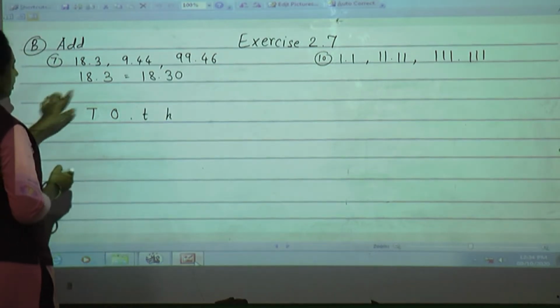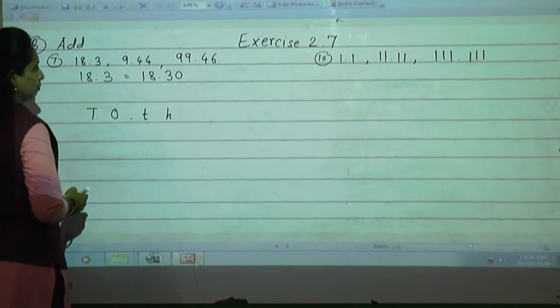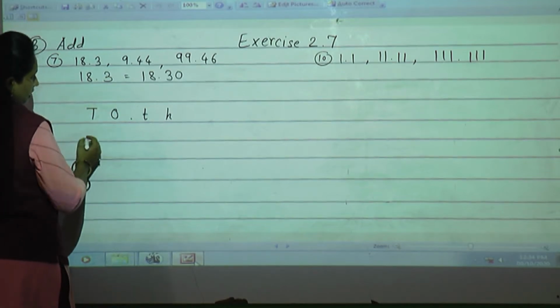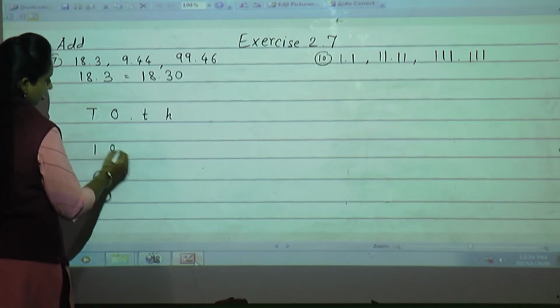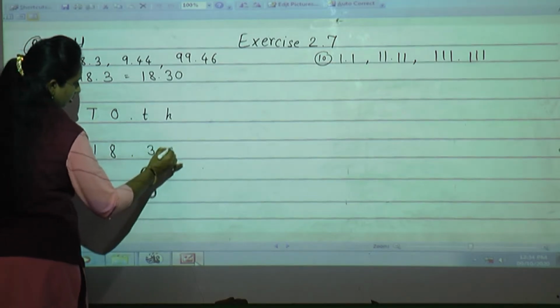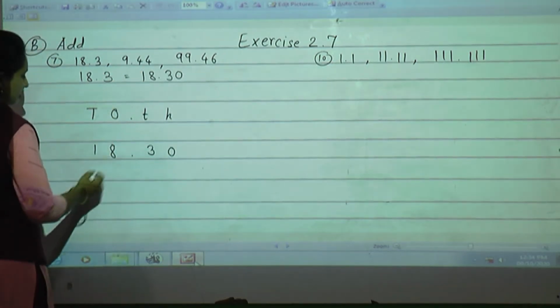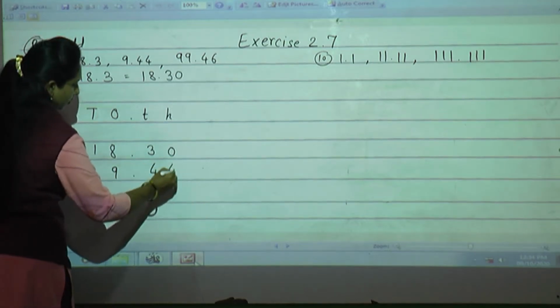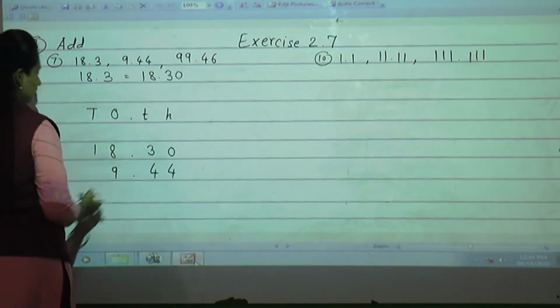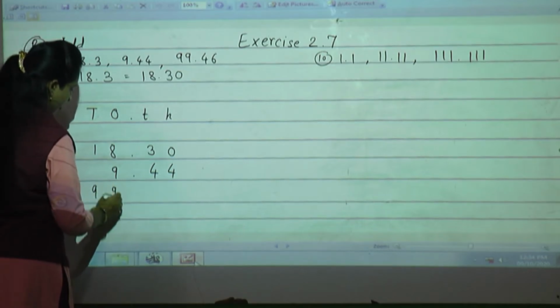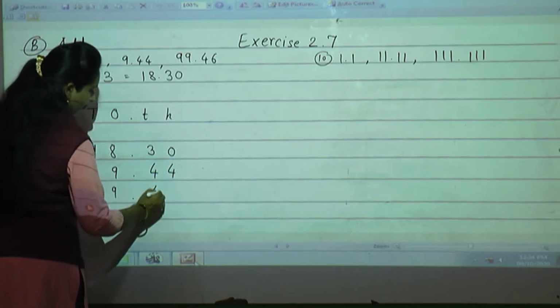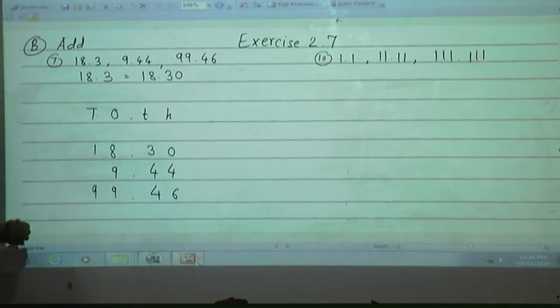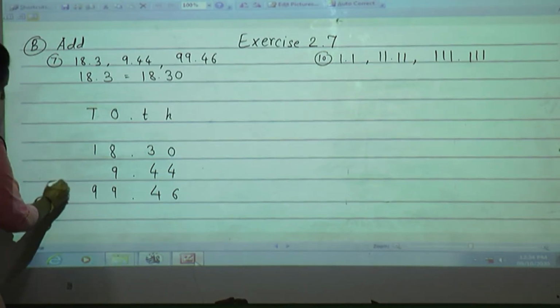So mention here ones, tens, then the decimal point, then tenths and hundredths. So first 18.3 means 18.30, isn't it? So write here 18.30. The next is 9.44, and the last one is 99.46. Now we need to add these 3 numbers.